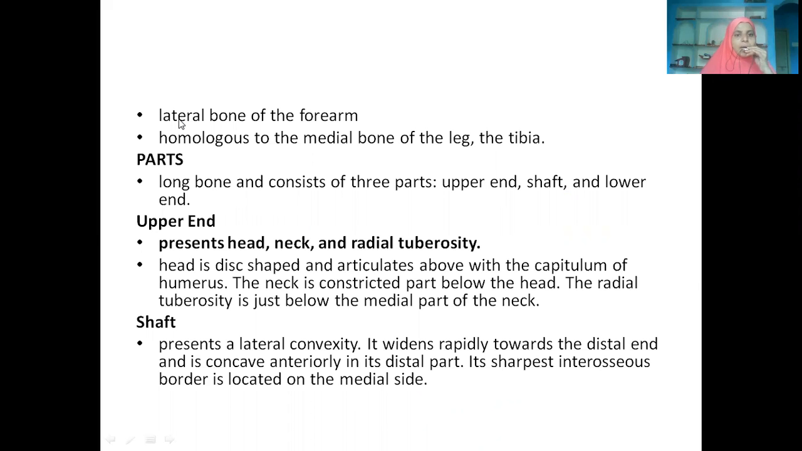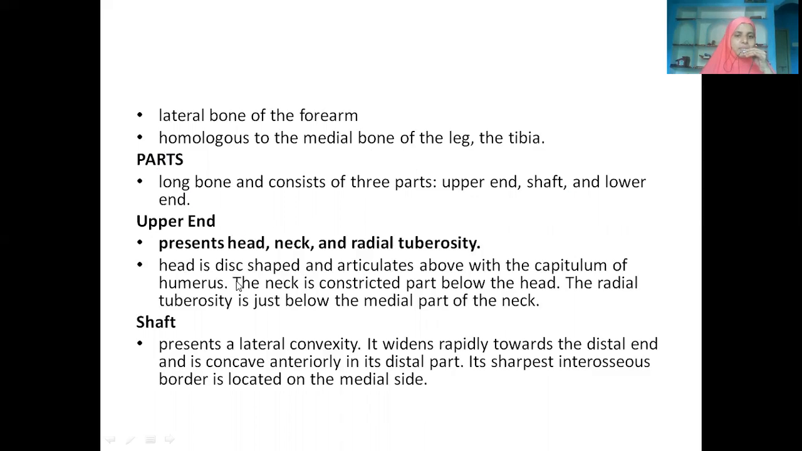So we know the radius is the lateral bone of the forearm. It is homologous to the medial bone of the leg. Why is it homologous to the medial bone of the leg? Because during embryological development, the limbs undergo rotation. So that's why in the lower limbs you will see the one which is in the upper limb will be opposite, due to the rotation of limbs. Then the parts of the radius: it's a long bone like any other long bone. It has an upper end, a shaft and a lower end.